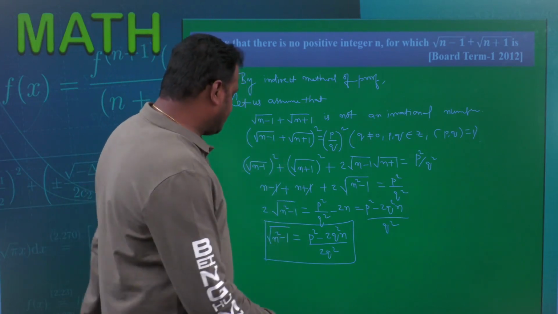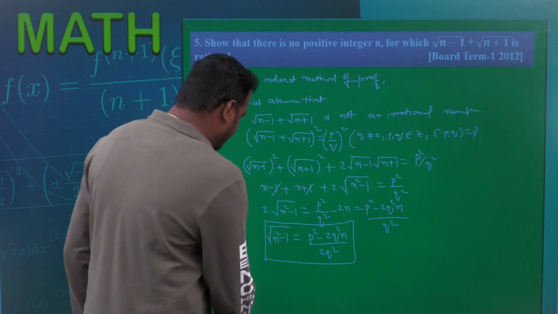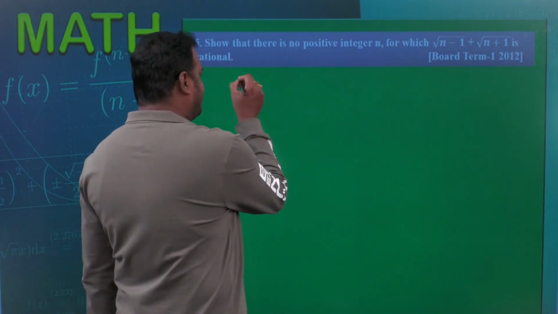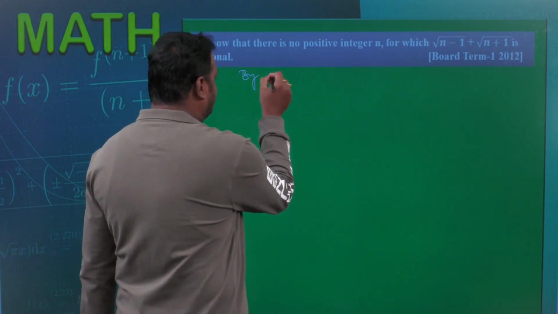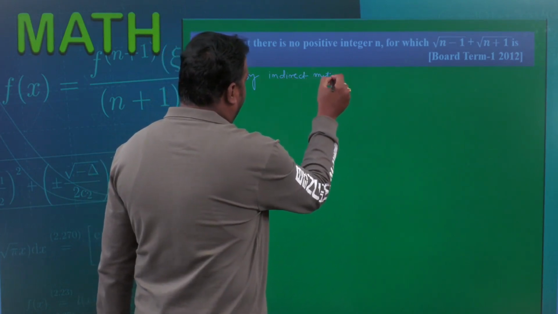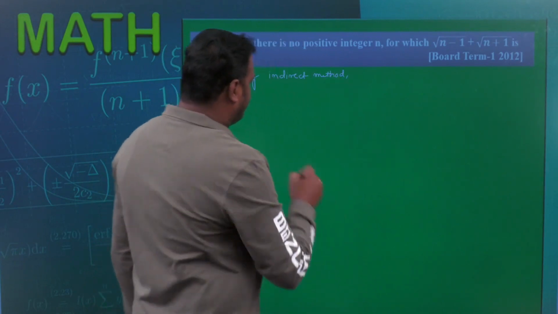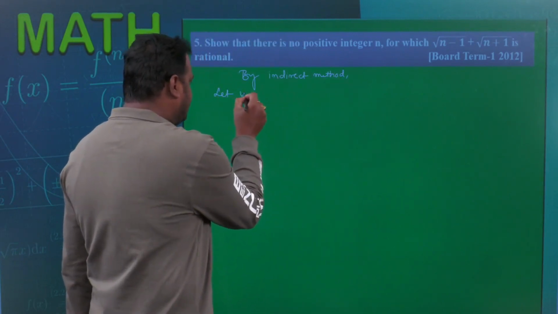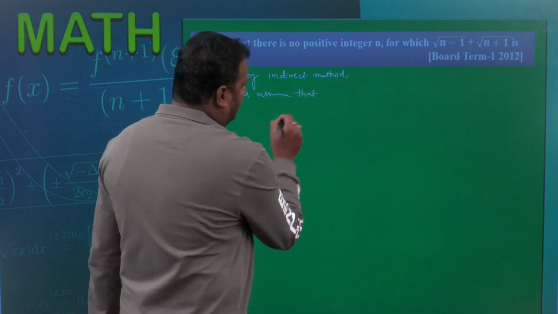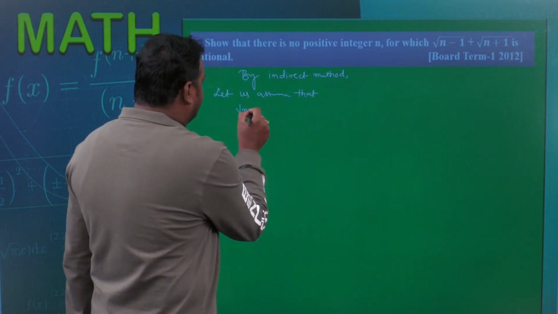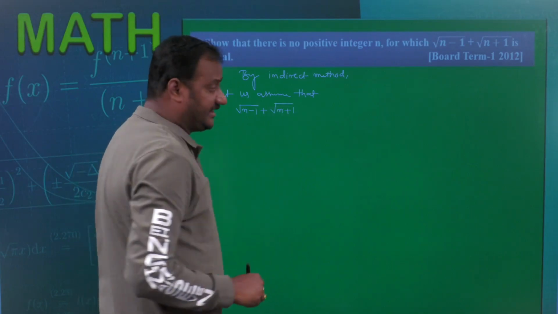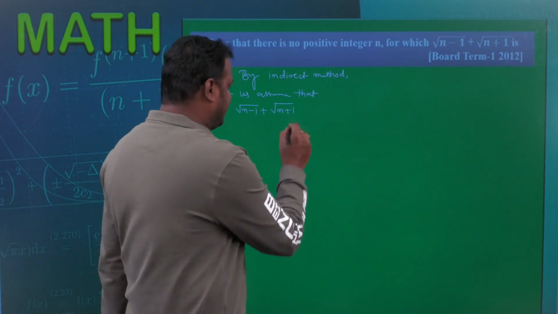And another way of solving the problem is, see here, I am going to solve this problem in another way. I am going to choose the indirect method of proof. Let us assume that root over n minus 1 plus root over n plus 1 is not an irrational number. Since it is not an irrational number, it is a rational number.